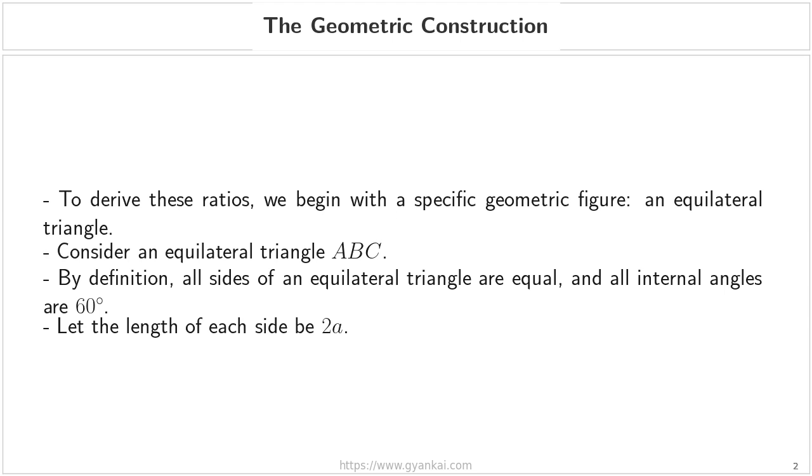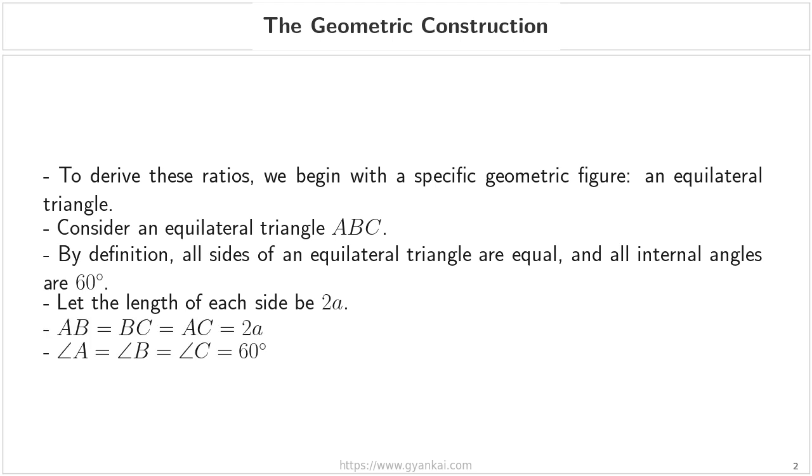To make our later calculations easier, especially when we split the triangle in the next step, let's assign a variable to the side length. Let the length of each side be 2a. Because it is equilateral, side AB, side BC, and side AC are all equal to 2a. Consequently, the angles at vertex A, vertex B, and vertex C are all 60 degrees. Keep this setup in mind, because in the next slide, we are going to transform this equilateral triangle into a right-angled triangle.